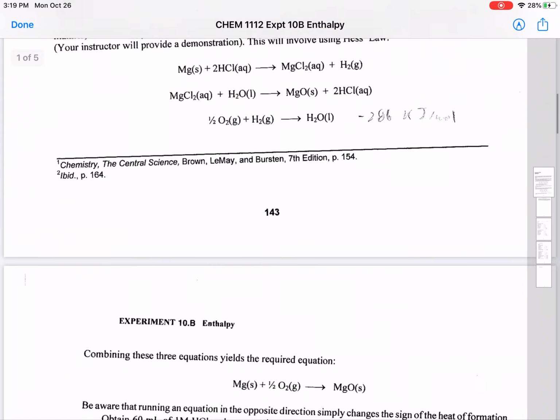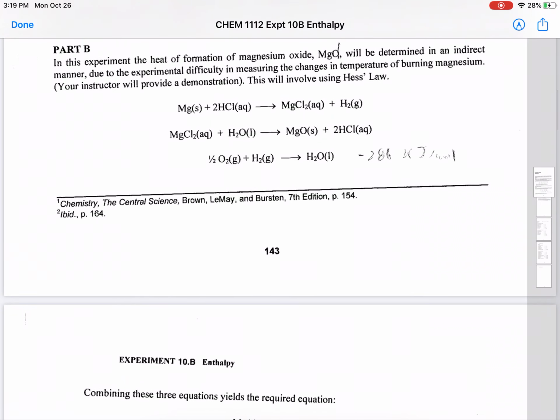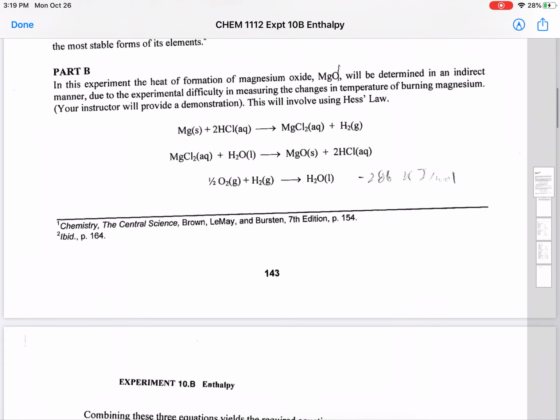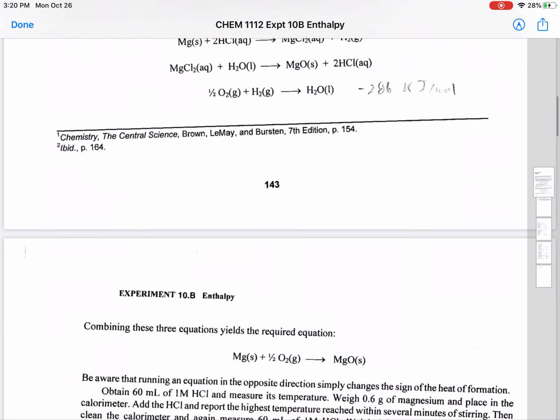So instead we're going to perform 3 different reactions, and we're going to manipulate these in such a way that we get this target reaction by adding the reactions together, which is also called Hess's law. You have seen Hess's law in the pre-lab assignment as well, where if you know the enthalpy of a few reactions and add them up, you can get the enthalpy of formation for your target reaction.